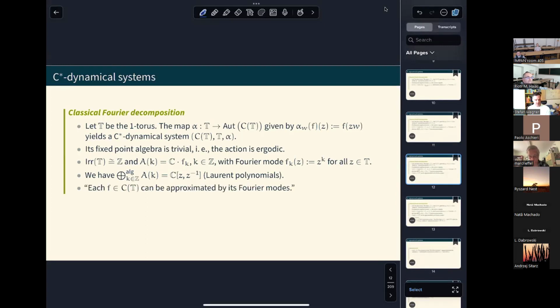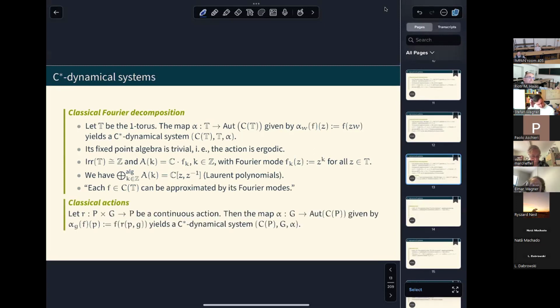Basically, what that means is that each function can be approximated by its Fourier modes. This is what people may know from their analysis course. This is classical Fourier decomposition. You can generalize this to more classical actions. Whenever you have a continuous right action of the group G on P, then again the induced map given by right translation in the argument gives you a C-star dynamical system. This will be interesting for later purposes. All right.